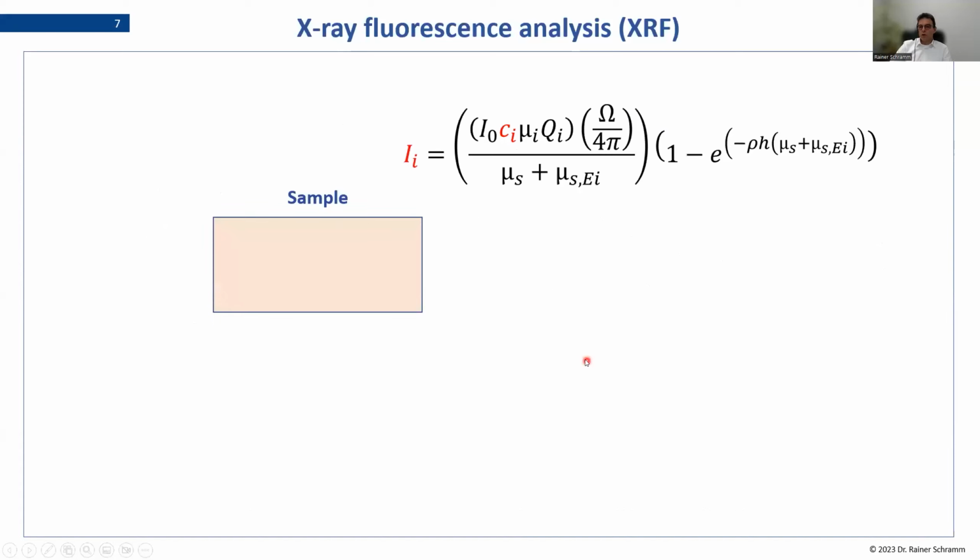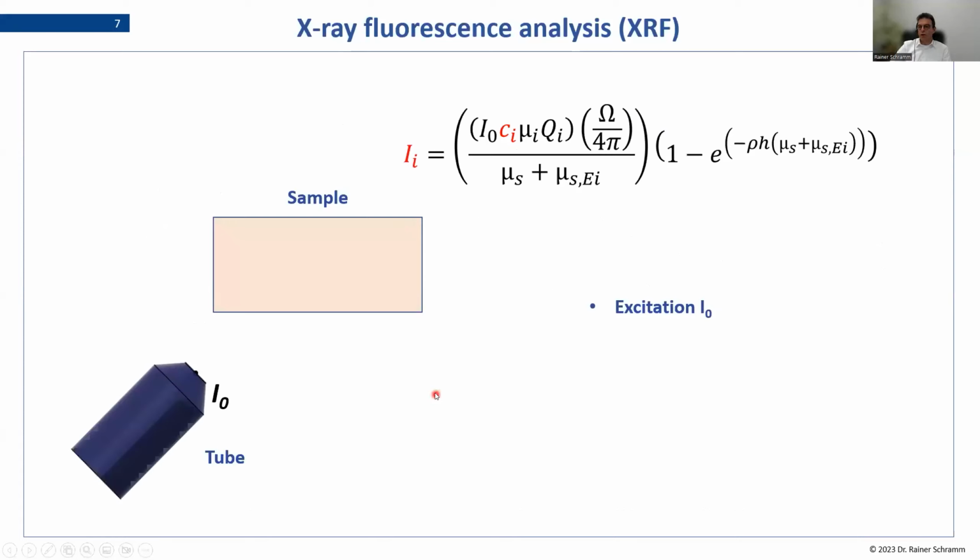So first, of course, we would like to analyze a sample, and we need an X-ray tube. The X-ray tube will irradiate our sample with the intensity I0. This you find here in the formula, and it's the excitation. And then this radiation goes, of course, into the sample.